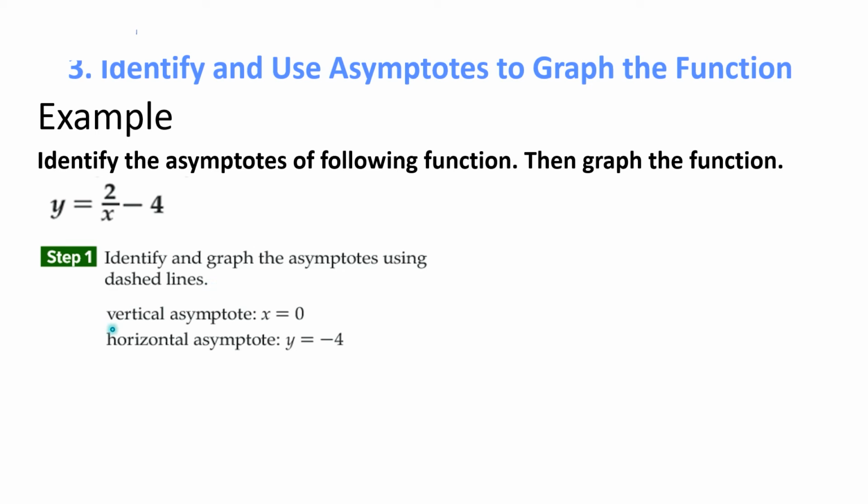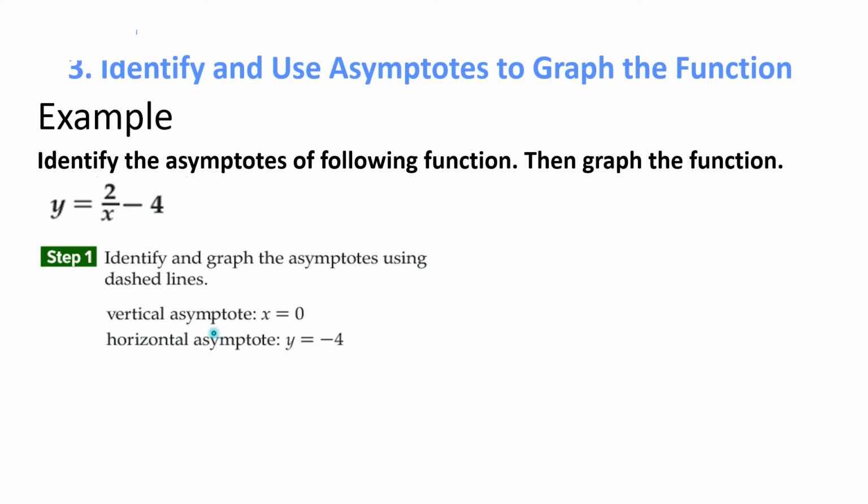How do we obtain these asymptotes? As we learned before, the vertical asymptote occurs at the value of x which makes the denominator 0. Therefore, the vertical asymptote is x equals 0. Next is the horizontal asymptote. The horizontal asymptote occurs when y equals c. What is c here? Here c is negative 4. Therefore, the horizontal asymptote is y equals negative 4.